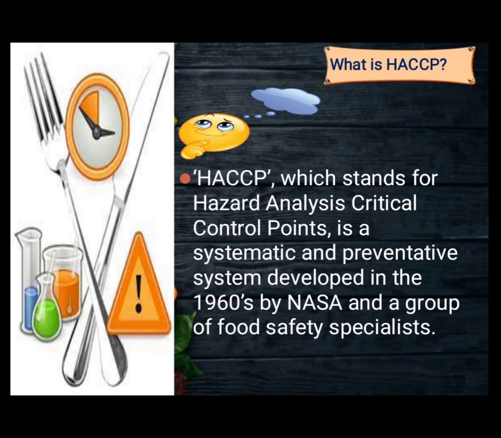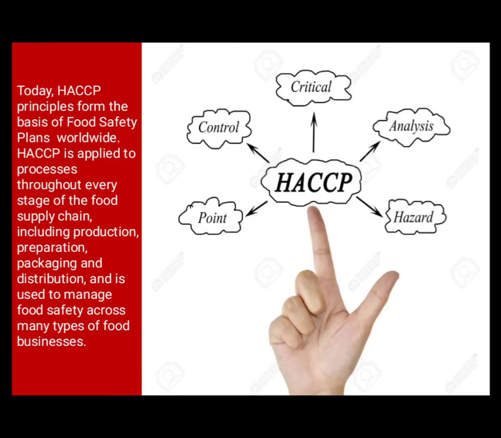What is HACCP? HACCP, which stands for Hazard Analysis Critical Control Points, is a systematic and preventative system developed in the 1960s by NASA and a group of food safety specialists. Today, HACCP principles form the basis of food safety plans worldwide. HACCP is applied to processes throughout every stage of the food supply chain, including production, preparation, packaging, and distribution, and is used to manage food safety across many types of food businesses.